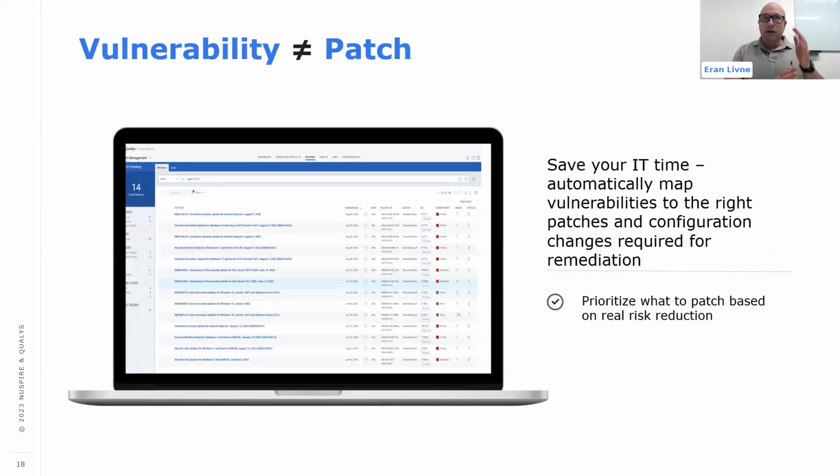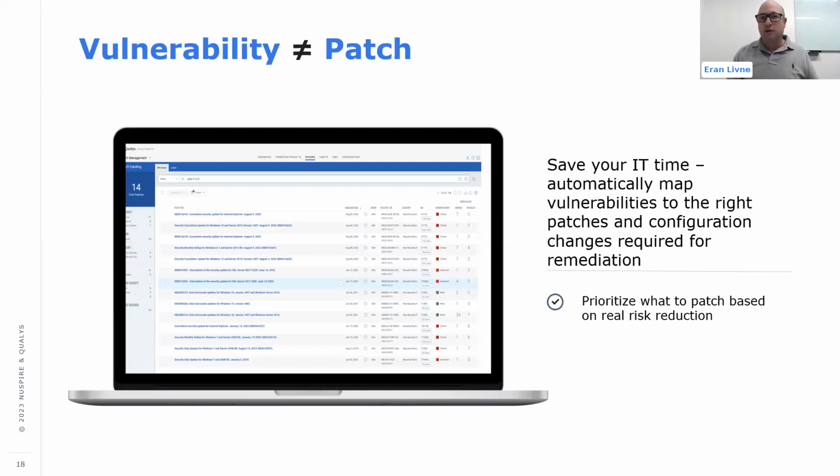But it's not all. Remember those initial access brokers, right? Those guys are not targeting your easy-to-patch applications. They're not targeting your Windows. They're not targeting your Chromes. They're targeting specific applications. So of course we need to continue with our vulnerability management program, prioritize our vulnerabilities, and go ahead and patch them, right?